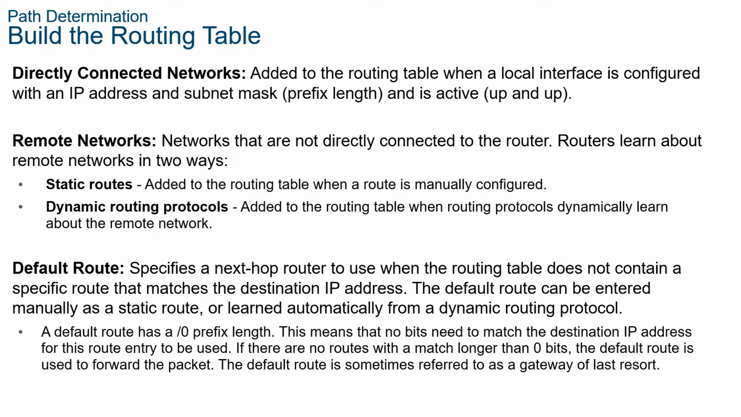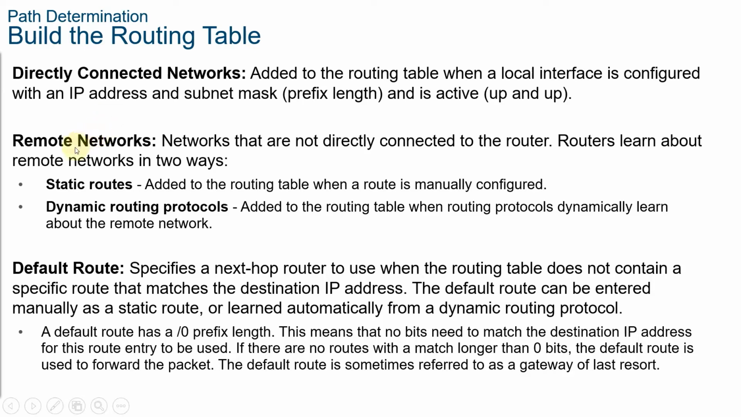All right. So, different ways a router learns routes. Basically we have 3. The first one would be directly connected networks. Directly connected networks are networks that are configured on the active interfaces of a router. A directly connected network is added to the routing table when an interface is configured with an IP address and subnet mask or prefix length and is active, so up and up on status.